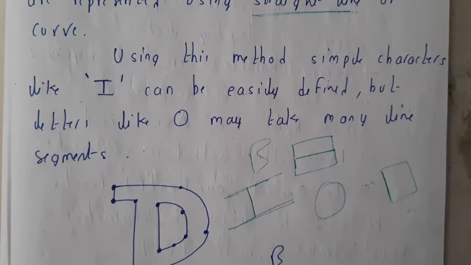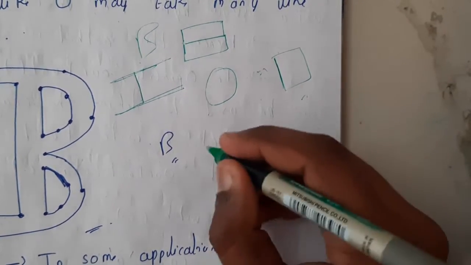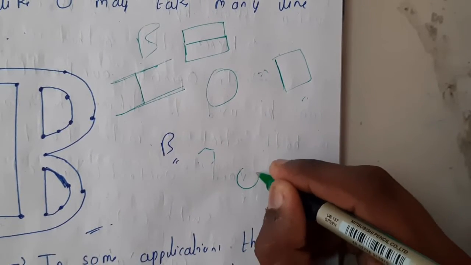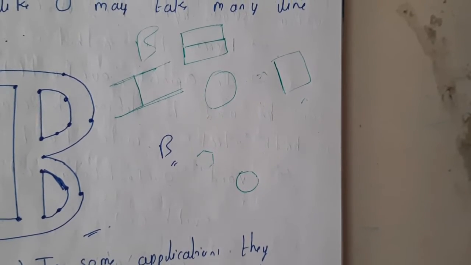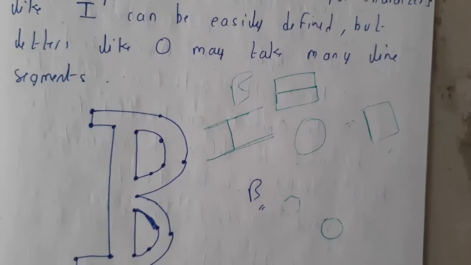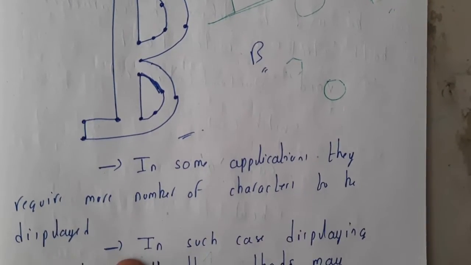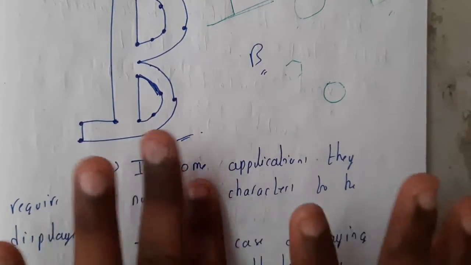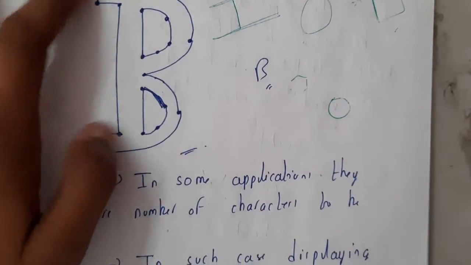If you want to write O using straight lines or curved lines, you need to represent it in this way, but the curve should be really small. At that time you will get a circle, right? That is the reason why even this method is not so efficient. In some applications they require a larger number of characters to display. If you are typing really fast, like O, A, B, C, D, with only a few letters consisting of a circle, then this method is also not efficient.